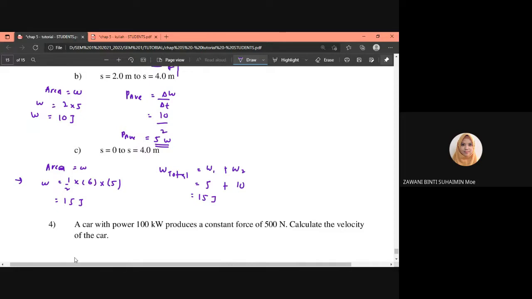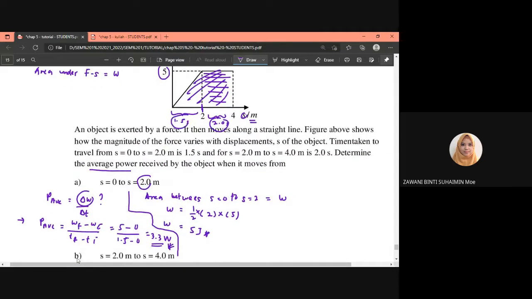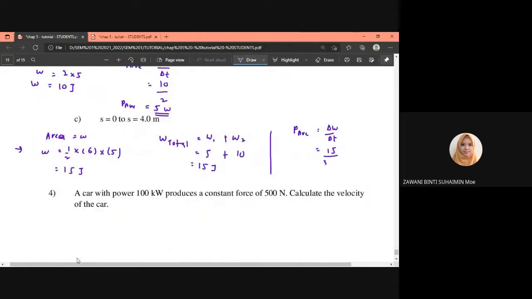Dah dapat work, barulah kita boleh kira power dia. Power average is equal to delta work over delta T. Kita masukkan total work kita sepanjang 0 ke 4 tu adalah 15, bahagi dengan time taken untuk total ni adalah 2 tambah 1.5 iaitu 3.5. 15 bagi 3.5 bersamaan dengan 4.3 watt. So this is our power average for the whole system, masa keseluruhan. Settle.